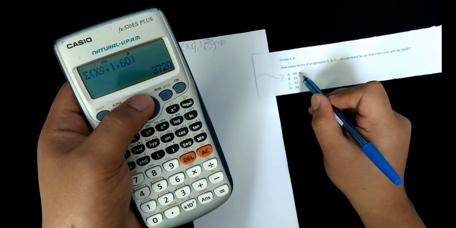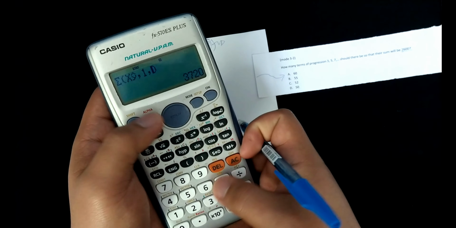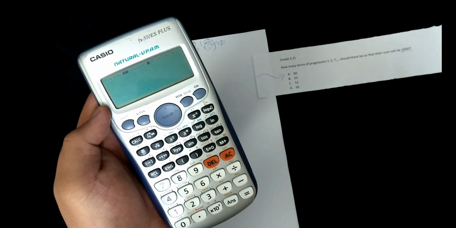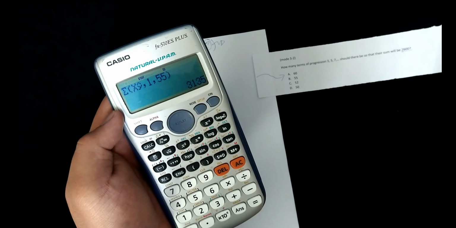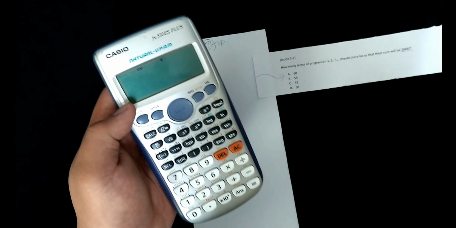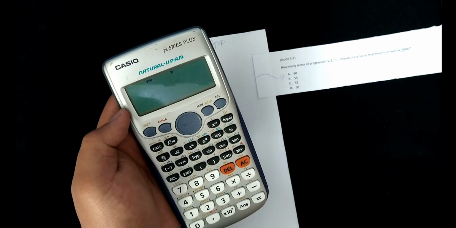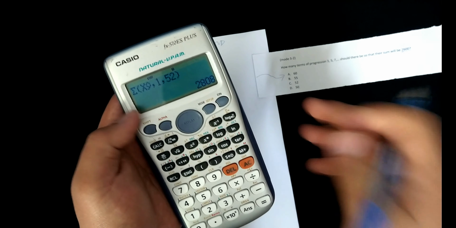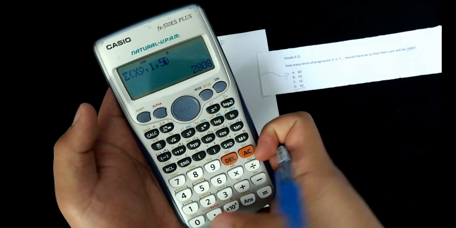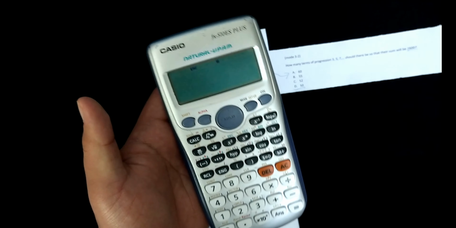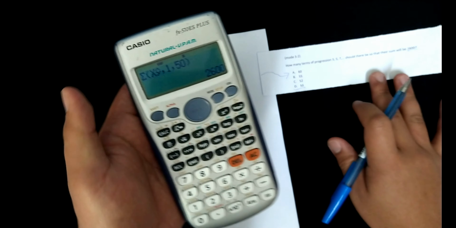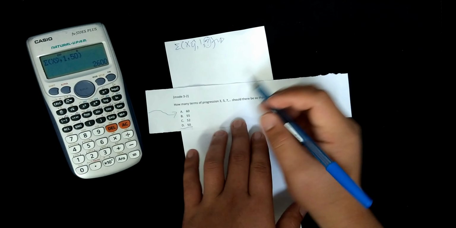This is not the answer. So 55, let's try 55. It's not the answer. Let's try 52. It's not yet the answer. So we all know that 50 will be the answer. 50. And it's the final answer. So the answer for this is 50.